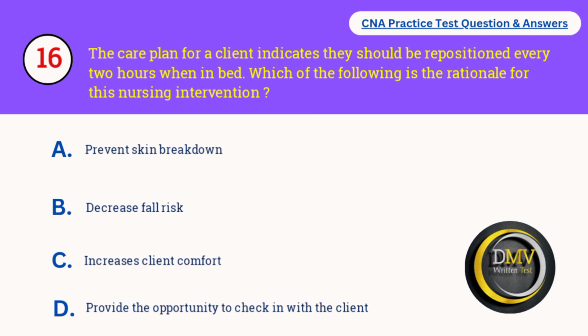Question 16. The care plan for a client indicates they should be repositioned every 2 hours when in bed. Which of the following is the rationale for this nursing intervention? A. Prevent skin breakdown. B. Decrease fall risk. C. Increase client comfort. D. Provide the opportunity to check in with the client. Correct answer. A. Prevent skin breakdown.